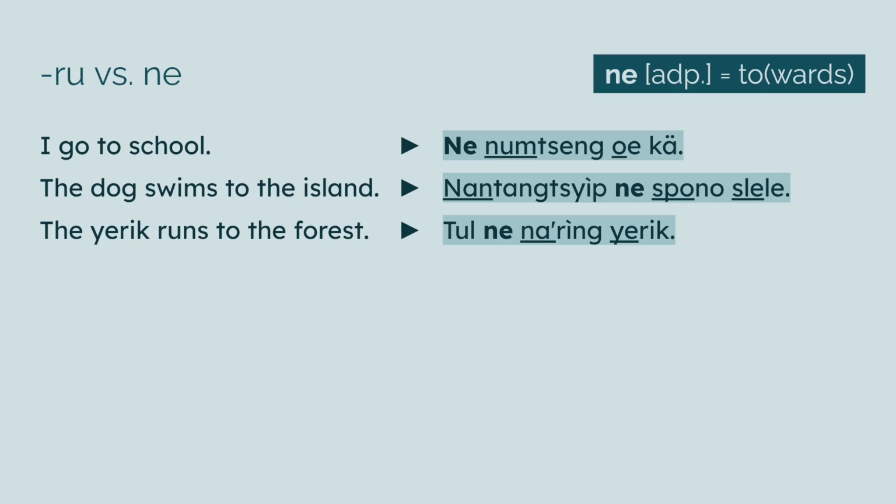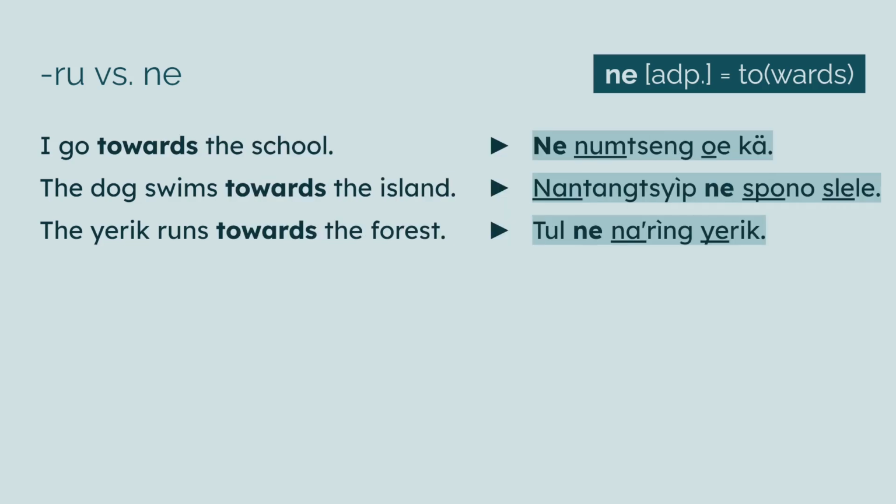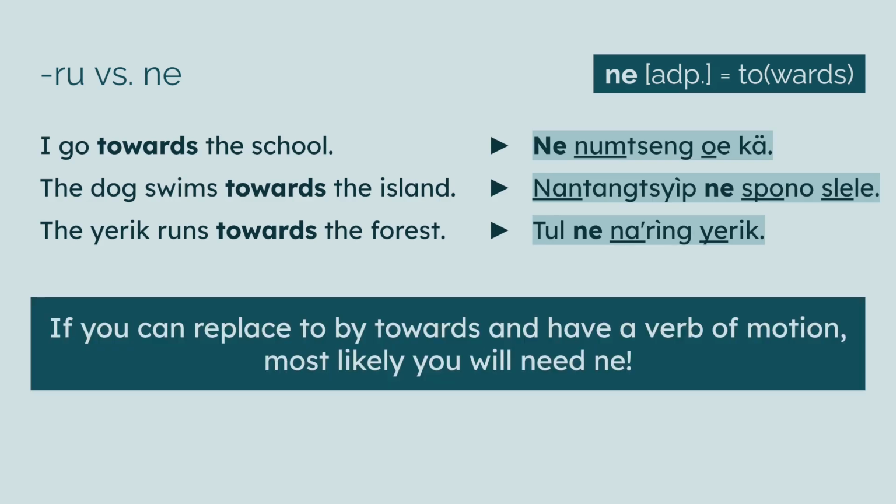So let's look at it with a slight change. Namely, we can replace the to in all of these sentences with towards. And that is a very good sign that you might have to use ne instead of ru. Because as I said, ne is an adposition and it describes a direction, a movement into a direction. Also, what we'll note here is that we actually have a so-called verb of motion in all of these sentences. So verbs of motion are verbs like to go, to swim, to run, to walk, stuff like that, also to fly, if you're on an ikran, of course.